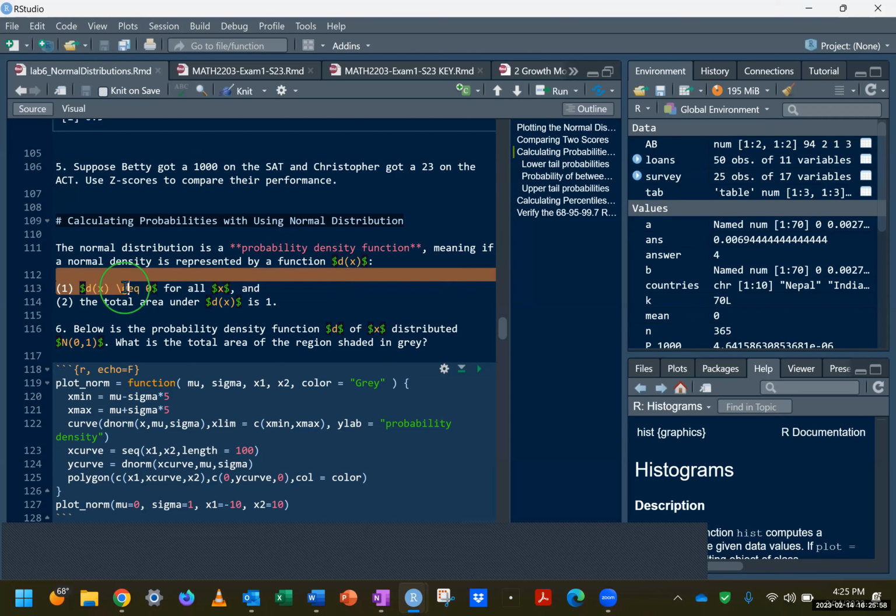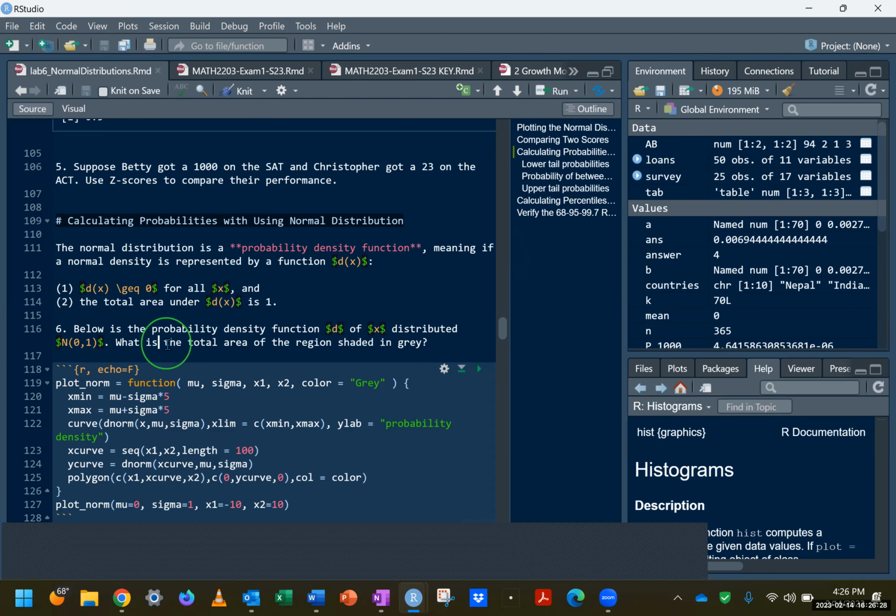So firstly, we have that the density function at any value is greater than or equal to 0 for all x. And the total area under the function is 1. Now it's possible for the density to be greater than 1, I should say, for a continuous distribution, but it still requires that the whole area is 1. So we'll see why that is here with some examples.